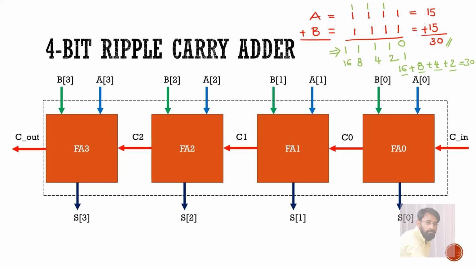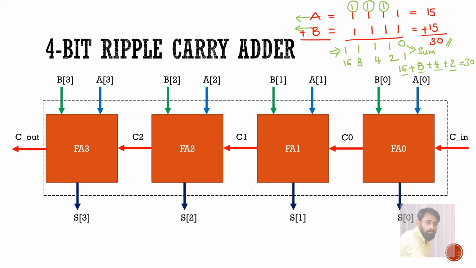This is a random example which I have taken, any example you can take. See here, this is of size 4-bit, only 4 bits are there. A has input which is of size 4-bit. Similarly, B has input which is of size 4-bit. And see here, this is called the sum, and the above terms are called the carry.